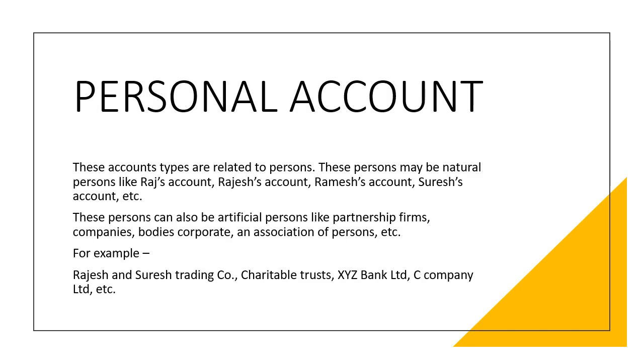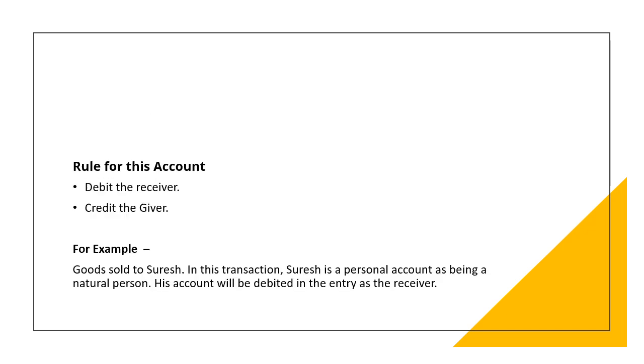Now coming to the next category, that is your personal account. By the name personal, you can easily understand it is referring to an individual. Along with an individual, it also refers to artificial persons like companies, associations, partnerships and so on. These are related to persons. These persons can be natural persons like X, Y, Z, Raj, Ramesh or whoever. And they can also be artificial persons like partnership firms, companies, corporations, associations. For example, charitable trust, bank, XYZ company, trading company. These are all examples of your personal account.